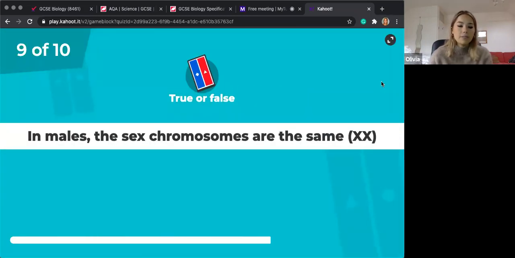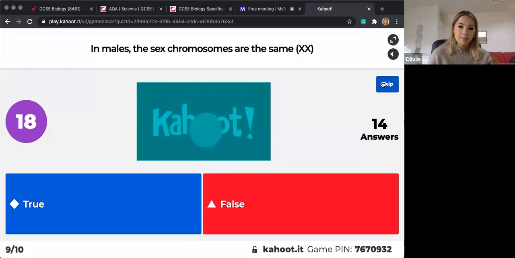Okay, true or false? In males, the sex chromosomes are the same. So in males we have XX.